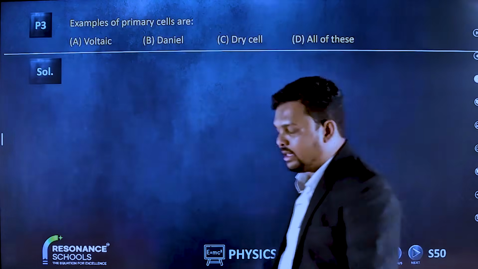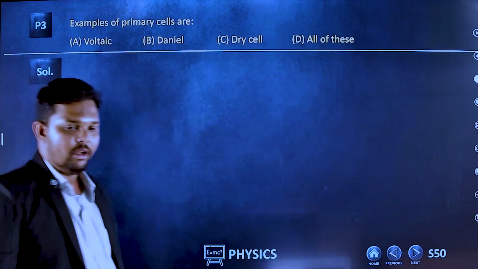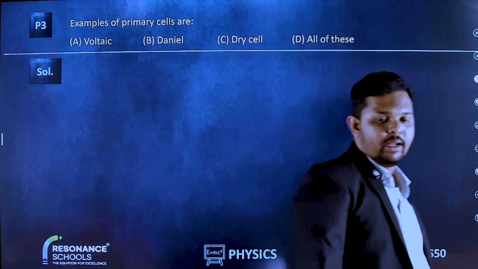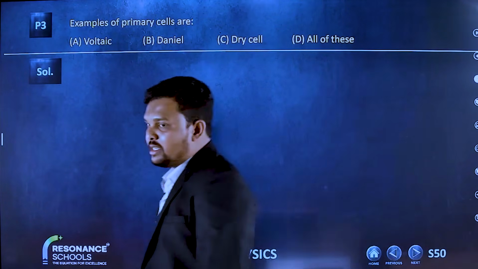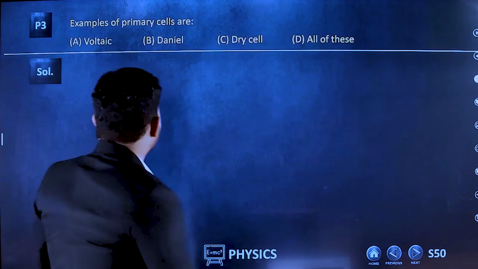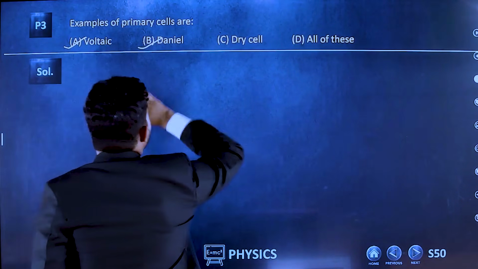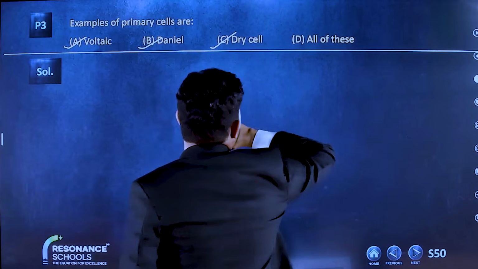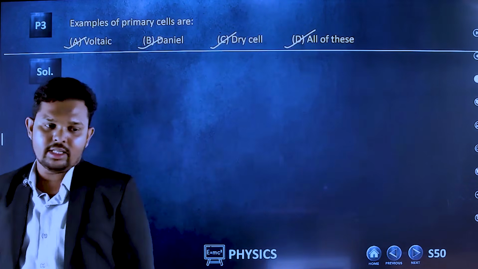Everyone started giving the answer for the next one. I like it. Every student is giving the answer. Examples of a primary cell are already covered in the last class. We have studied that the examples are a voltaic cell, a Daniel cell, and a dry cell, and you can say it as all of this.